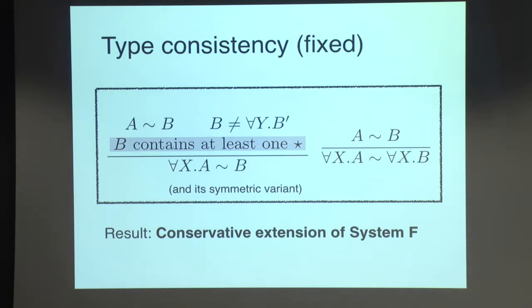The idea is very simple. In the left rule, we can relate a polymorphic type and a non-polymorphic type only when the non-polymorphic side contains at least one star. Intuitively, relating a polymorphic type and a non-polymorphic type is specific to gradual typing, so there should be the feature of gradual typing, the dynamic type. Okay, and the right rule is added to restore reflexivity of polymorphic types. As a result, we proved conservativity over typing of System F.